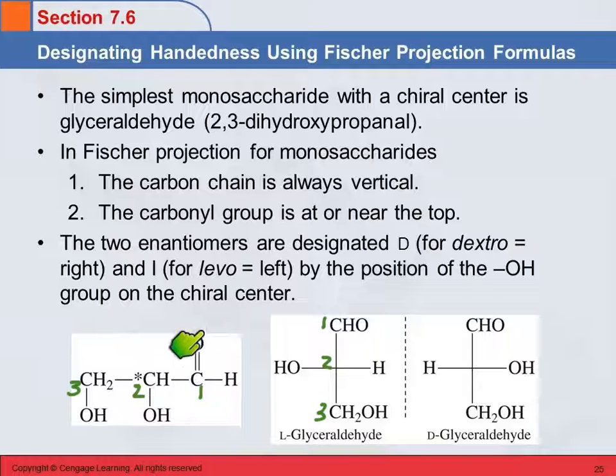Carbon 1 is this aldehyde group. Carbon 2 has a hydrogen and a hydroxyl group, and carbon 3 has 2 hydrogens and a hydroxyl group. This carbon is not chiral because it has 2 groups that are the same. Carbon 1 isn't chiral because it's got a multiple bond. Only the carbon in the center is chiral. Sometimes it's indicated with an asterisk. That's why there's an asterisk there, to say that that one's chiral. So here's our chiral carbon in the middle.